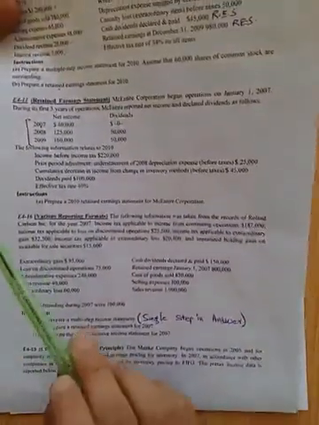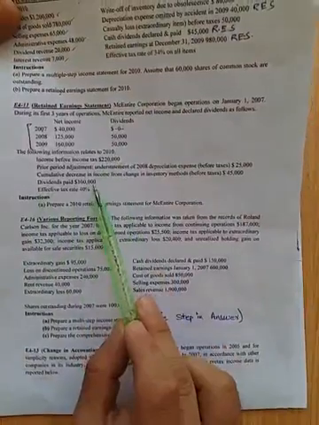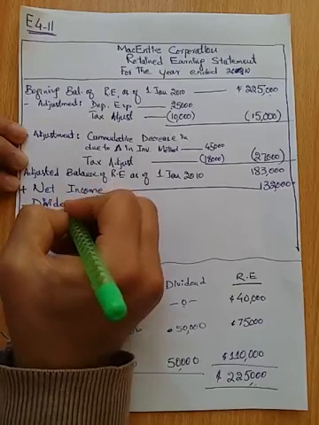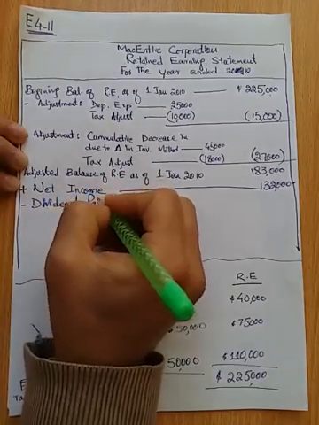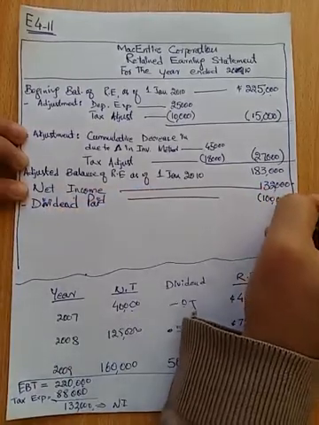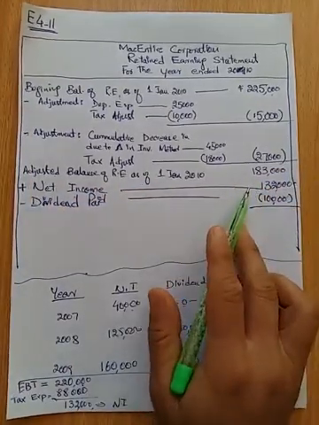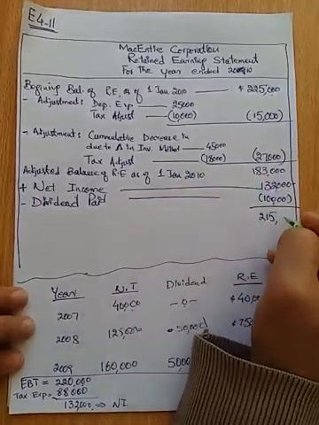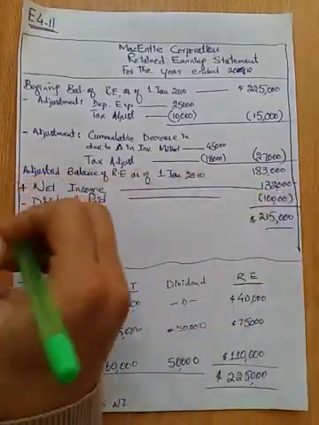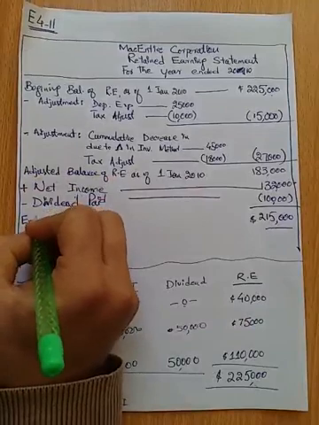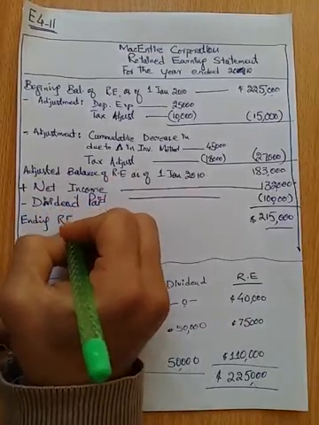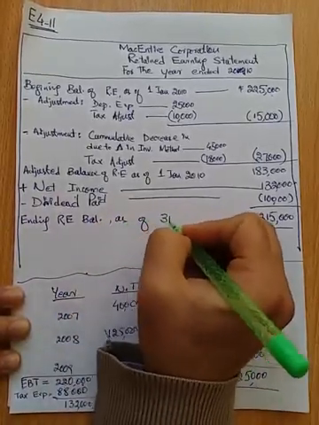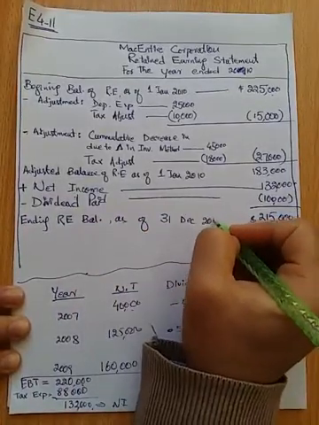So dividend paid in 2010 is $100,000. So I will write here dividend paid $100,000. Okay, so 183 plus 132 minus $100,000 is equal to $215,000, and this would be called as ending retained earning balance as of 31st December 2010.